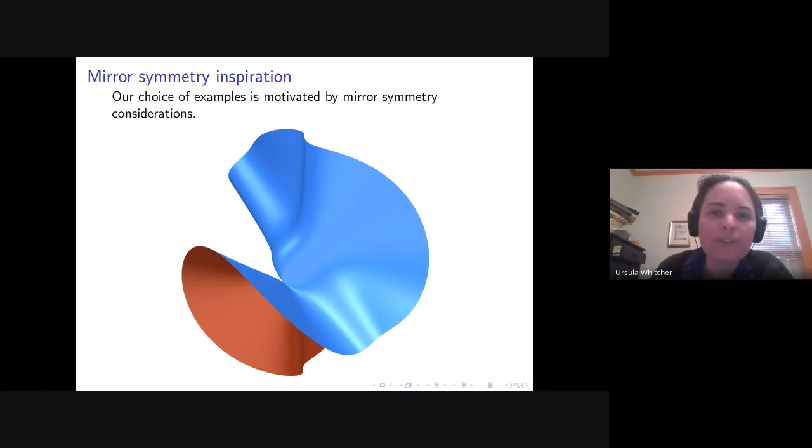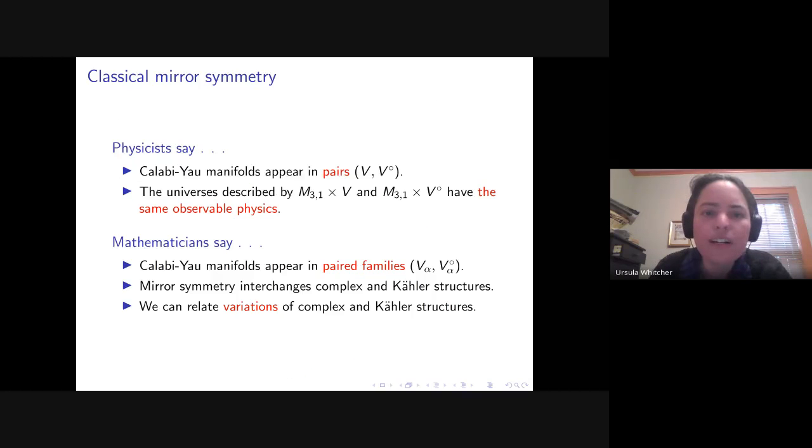The specific examples that I'm interested in are motivated by mirror symmetry considerations. So let me fix the mirror symmetry story that we're looking at. The classical version of mirror symmetry would say that we should have paired families of Calabi-Yau manifolds, and that variation of complex structure on one side of the story should look like variation of Kähler structure on the other side of the mirror relationship. I'm mostly going to be focused on the variation of complex structure side. I think that's the B model side if you're looking at things with a more physical lens.